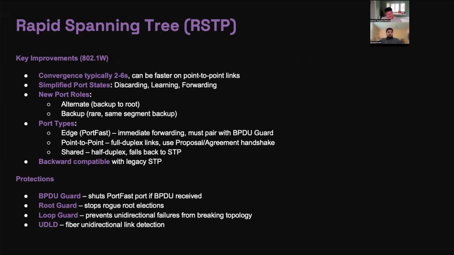As for protections, now you have BPDU guard, which shuts a PortFast port if a BPDU is received. So BPDU guard essentially is there to protect the root bridge. You don't want your root bridge to be overtaken by another switch that joins the network and says, hey, now I am the new root bridge. Everybody just make me root and update your topologies. You don't want that. So that's why you have your BPDU guard. You have your root guard, which will stop rogue root elections. Then you have your loop guard, which will prevent unidirectional failures from breaking the topology. And then you have UDLD, which is unidirectional link detection for fiber.